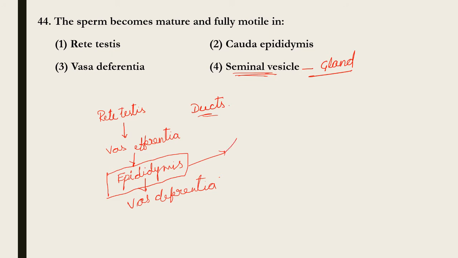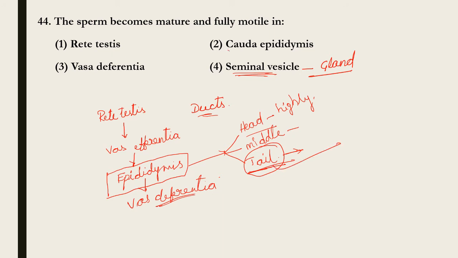This epididymis has three regions: the head region, middle region, and tail region. The head region is highly coiled, the middle is moderate, and it is less coiled in the tail region. The tail portion of the epididymis is called the cauda epididymis. When the sperms move towards this less coiled tail, they become mature and fully motile and then enter the vas deferentia. So the correct answer is cauda epididymis. Option 2 is the correct option.